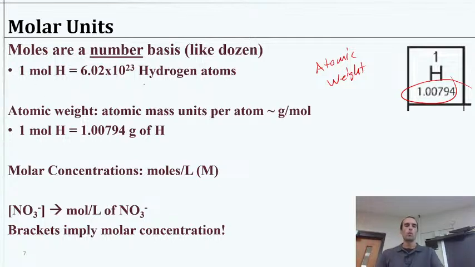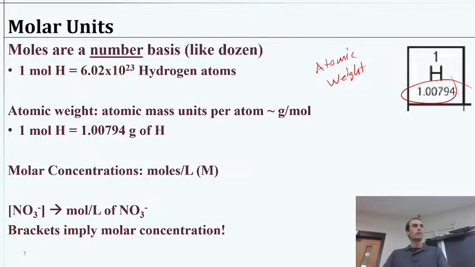So we've got this many moles. 1 mole of hydrogen is that many grams of hydrogen. And for most of the time, we don't really need that level of specificity for the class, so 1.0 grams per mole would probably be fine.